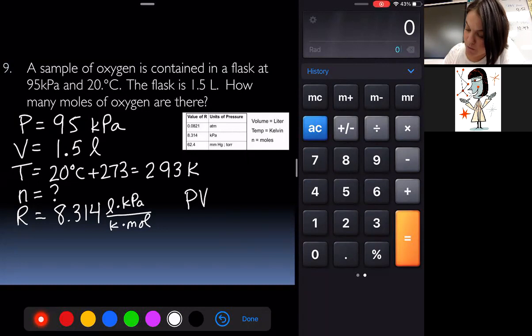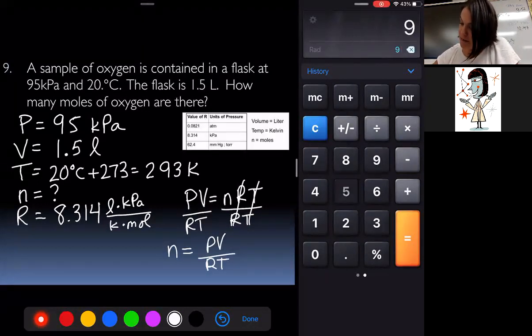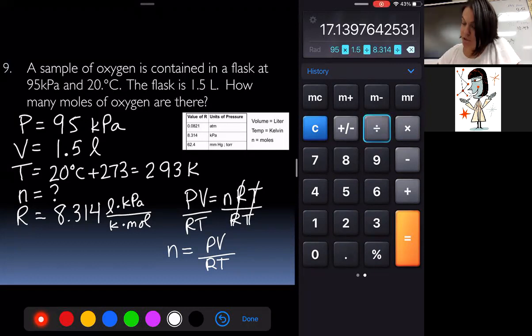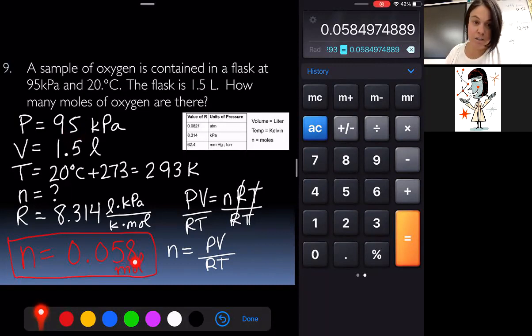So let's plug it into our equation. PV equals nRT. I'm solving for n in this case. So divide by RT, divide by RT, this cancels. I get n equals PV over RT. I can use my calculator and plug this in. 95 times a volume of 1.5 divided by that R value, 8.314, divided by the temperature in Kelvin of 293. So I get an answer of n equals 0.058 moles. And I want to make sure I maintain the proper number of sig figs. I have just 2 sig figs here, so this is going to be 2 sig figs.